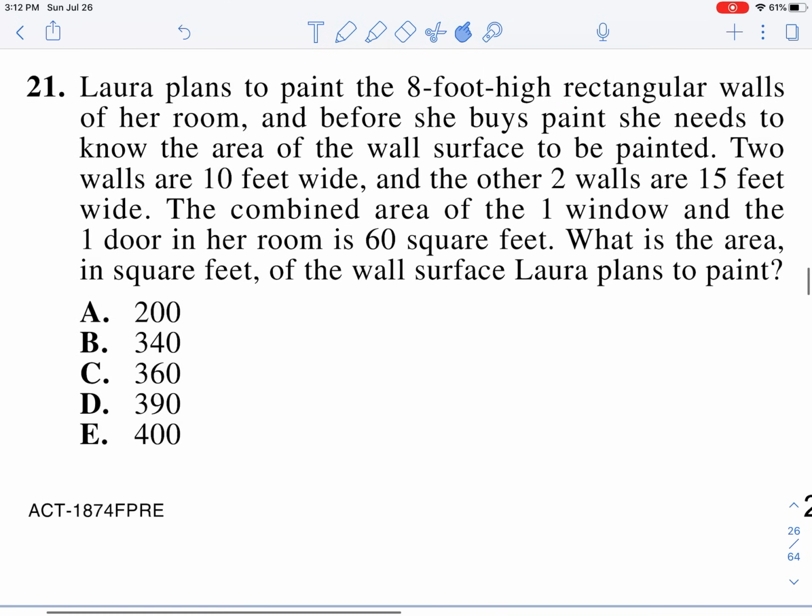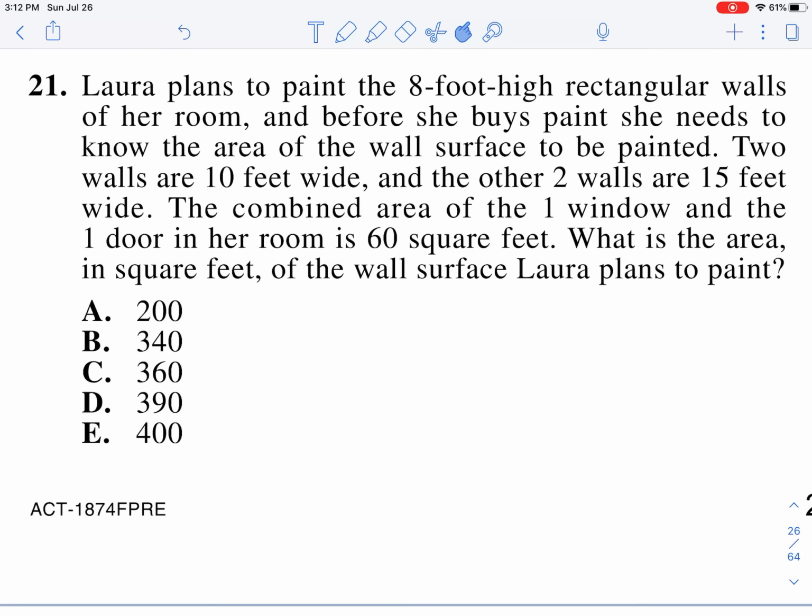Laura plans to paint the 8-foot-high rectangular walls of her room, and before she buys paint, she needs to know the area. Also 8 foot high, let's keep that in mind. Two walls are 10 feet wide and the other two are 15, so there's two each. The combined area of the one window and the door is 60. What is the area that she'll paint? So she's painting 4 walls, and they're all 8 feet high. 2 of them are 10 feet and 2 of them are 15 feet in width.